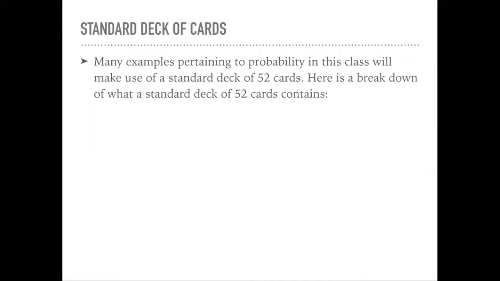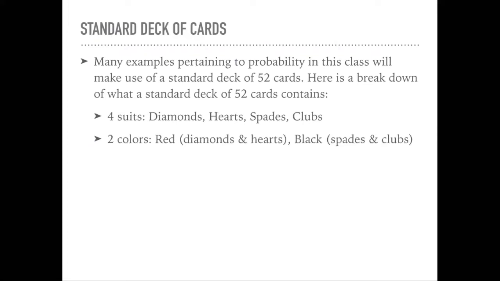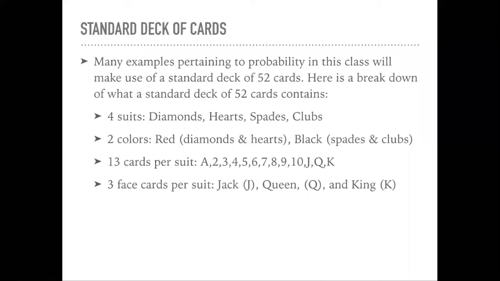Our standard deck of 52 cards contains 4 suits. The suits are diamonds, hearts, spades, and clubs. There are 2 different colors. The diamonds and the hearts are red, and the spades and the clubs are black. There are 13 cards per suit: ace, 2, 3, 4, 5, 6, 7, 8, 9, 10, jack, queen, and king. The 3 cards that are considered face cards are the jack, the queen, and the king. And there is one of each of these in each suit, which means that there are 12 total face cards, and that would mean that there are 40 total non-face cards.